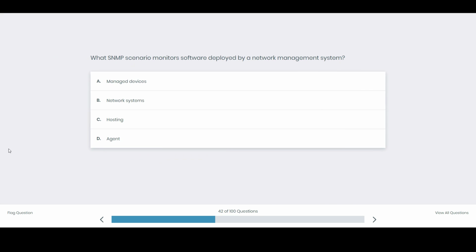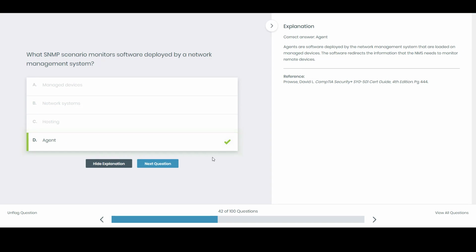All right, let's continue. What SNMP scenario monitor software is deployed by a network management system? I didn't know this one, so let's try. Eeny, meeny, miny, moe. I go for agent, because of the word deployed. When you deploy something, you're sending an agent. Agents are software deployed by the network management system that are loaded onto managed devices. That's my guess, but I didn't know that one, so it's a wild guess.